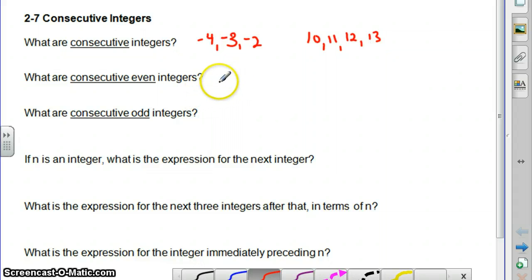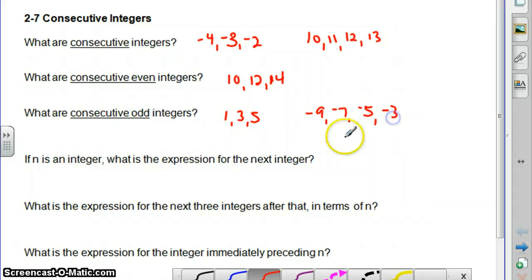Consecutive even integers would be like 10, 12, 14, and so on. Consecutive odd integers, 1, 3, 5, and so on. Or negative 9, negative 7, negative 5, negative 3. So these are examples of consecutive integers, consecutive even integers, and consecutive odd integers.